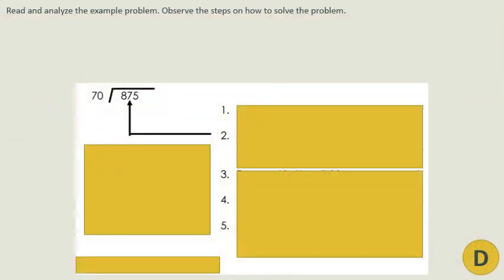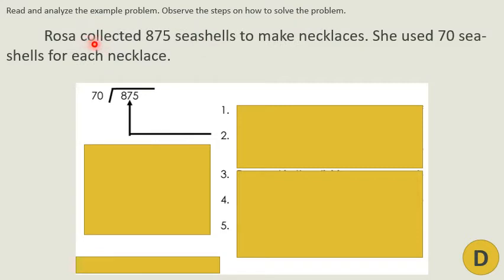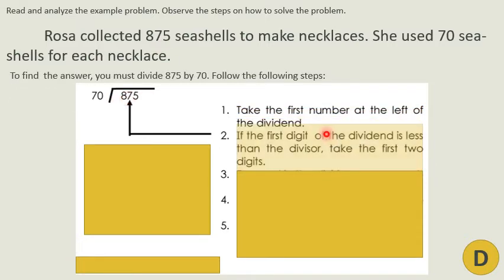Okay, so let us read and analyze the problem. Observe the steps on how to solve the problem. So, this is our problem. Rosa collected 875 seashells to make necklaces. She used 70 seashells for each necklace. So, nakapag-kolekta si Rosa ng 875 na seashells. Kada isang kwintas ay gumagamit siya ng 70 seashells. So, ilan lahat ang magagawa niya out of 875?